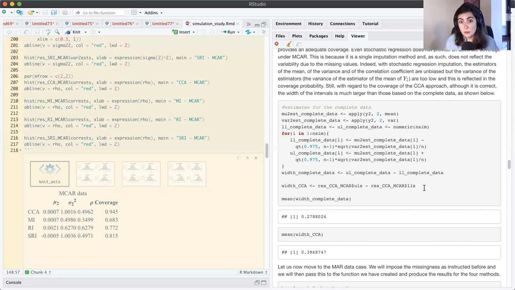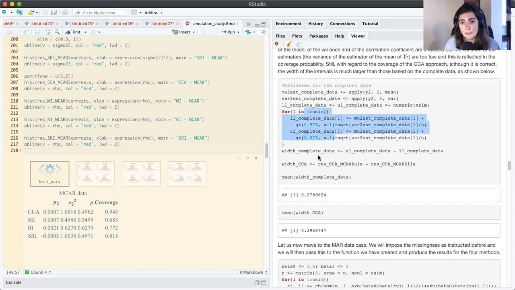And what I have decided to do is, okay, I will compare the width of the confidence interval. So the width is just the upper limit minus the lower limit, right? That is the way I compute the width of the confidence intervals. Because I have simulated data, I have access to the complete data sets. So let me just compute the width of the 95% confidence intervals for the complete data, okay? And I expect that because I know that complete case analysis is less efficient, the width of the intervals to be larger for complete case analysis. And this is exactly what I have done for the complete data.